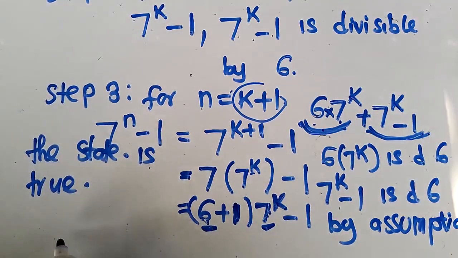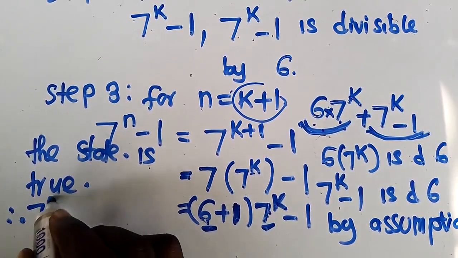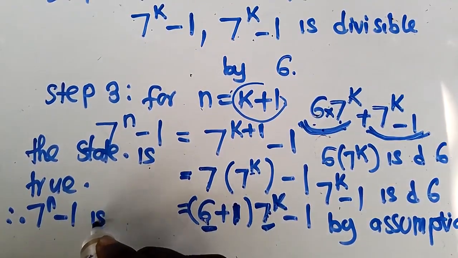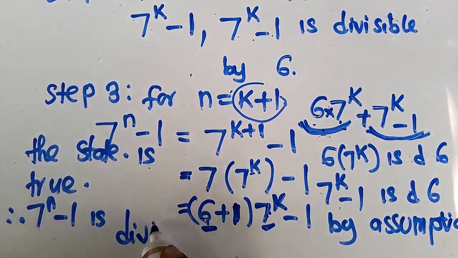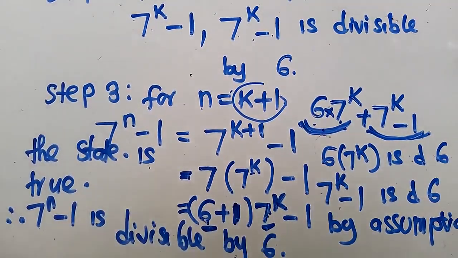Therefore, you just conclude: therefore 7^n minus 1 is divisible by 6. Then you've concluded. So these are two types of questions that you may come across in your exams. Let's make sure we revise through them and understand them properly.